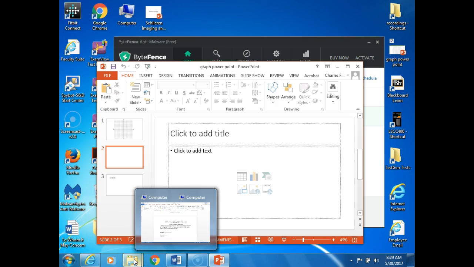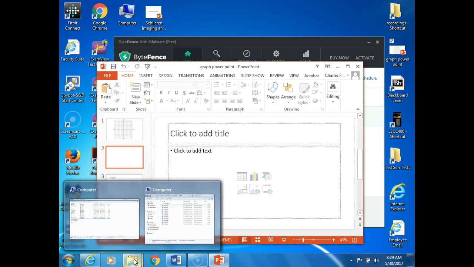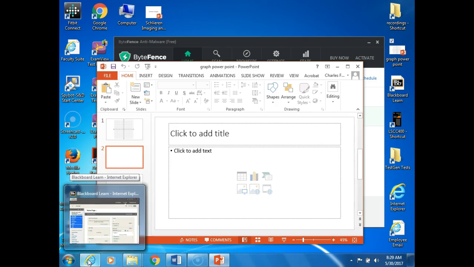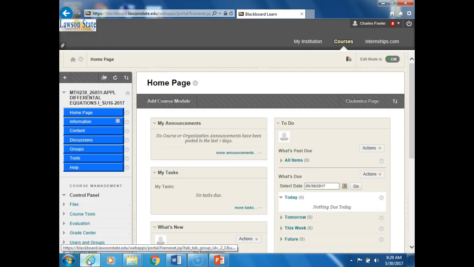Goodness gracious, I moved my cursor and the thing down here stays on this cursor. There, now it's changed. That's not what I want. This is what I want. There it comes. Since I had it up, I thought I'd go on and show you Blackboard. Y'all, I know you're familiar with it. Are you familiar? Okay.